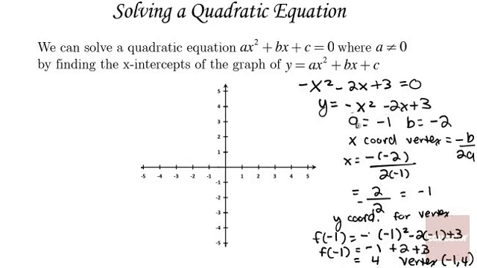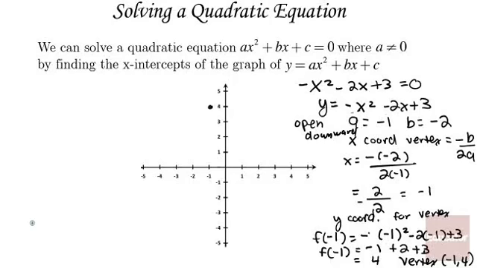So the coordinates for the vertex are negative 1, 4. Remember also that when a is less than 0, you're going to have a parabola that opens downward. So I know it faces downward, and the vertex is at negative 1, 4. So the general shape is going to be like this.